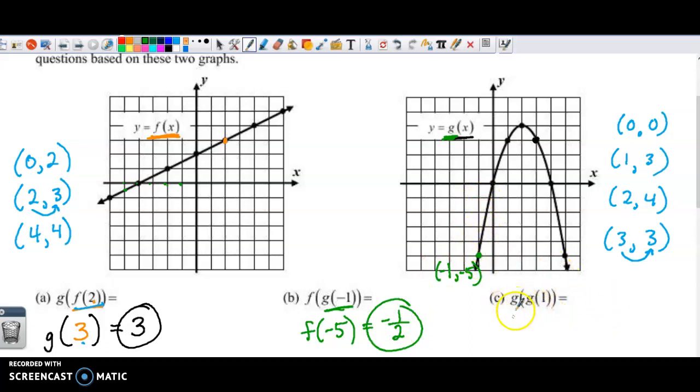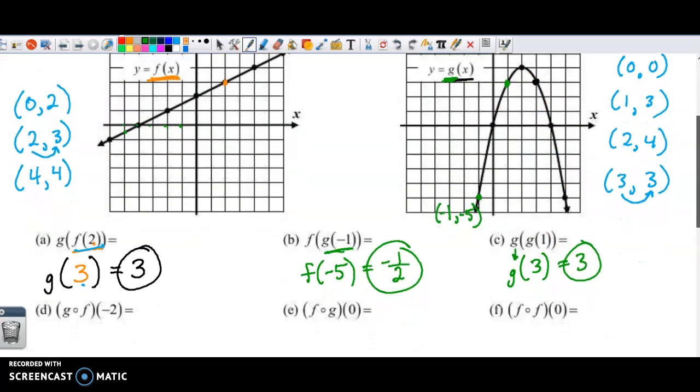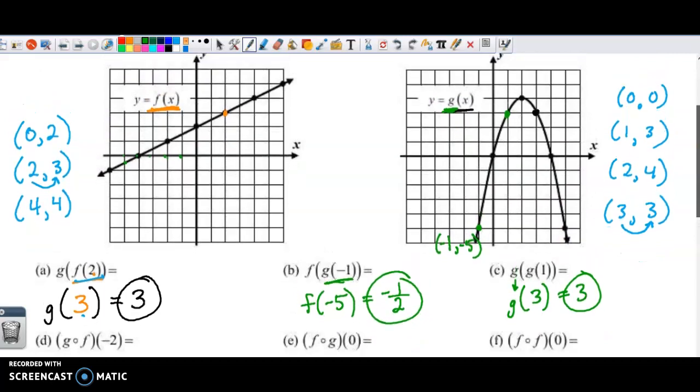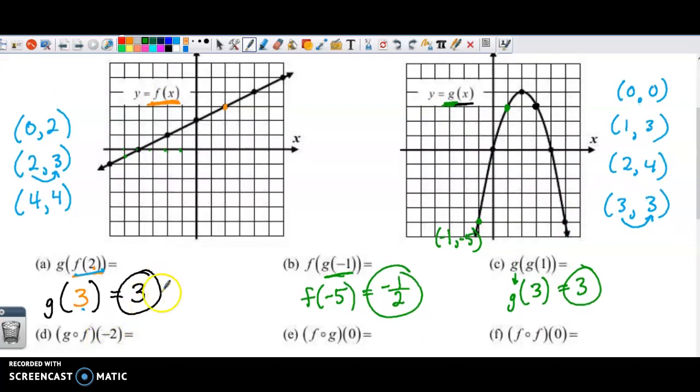And you can also do a g of 1, again, just that you're going to the same graph twice. So g of 1 is 3, and then this g stays there. And g of 3 was 3. All right, and maybe I'll do the next ones so you can see.